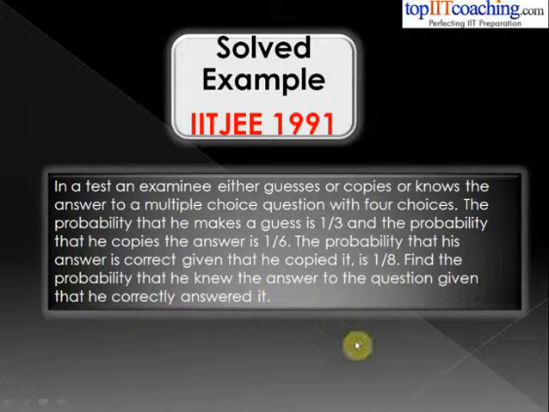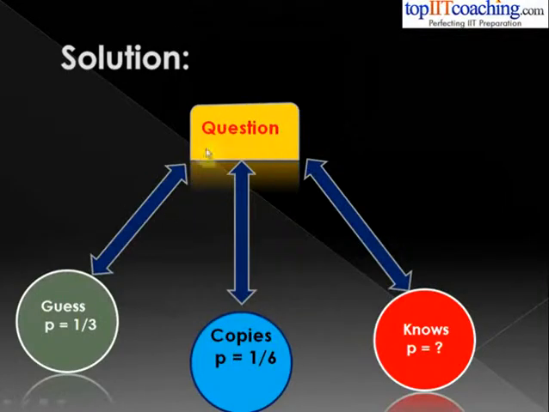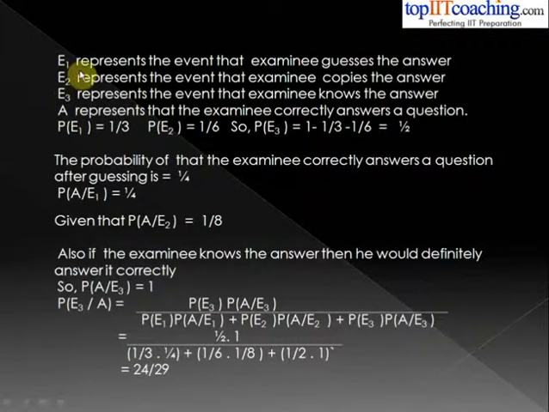Let's check it out. Now this is any multiple choice question. There are 3 choices given to us. Either the examinee can guess it, the probability for which is equal to 1 by 3. Or he copies the answer and the probability for that is 1 by 6. Or the third option is he knows the answer to this question and the probability for which we do not know. So let us say that E1 represents the event that the examinee guesses the answer, E2 represents the event that the examinee copies the answer, E3 represents the event that the examinee knows the answer, and A represents that the examinee correctly answers a question.